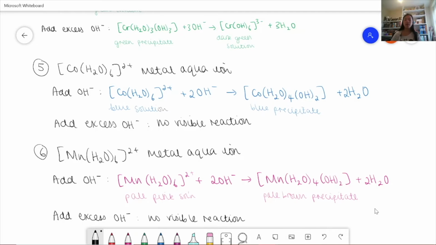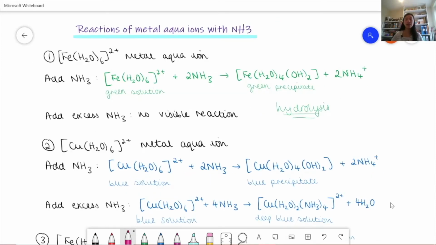So you just need to remember that all of them don't react with excess sodium hydroxide except for the chromium 3+. Now we're going to talk about reactions of metal aqua ions with ammonia. So first let's look at Fe2+. When we add ammonia, it reacts with two of these ammonia to form the green precipitate.